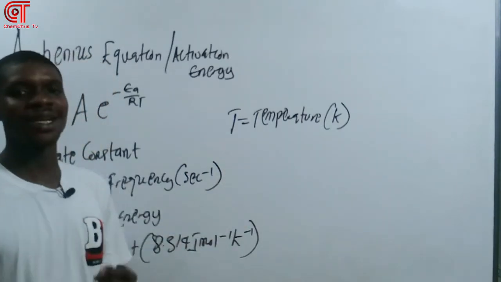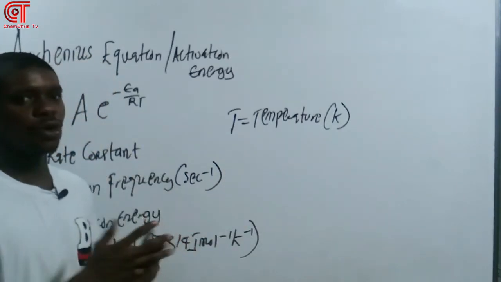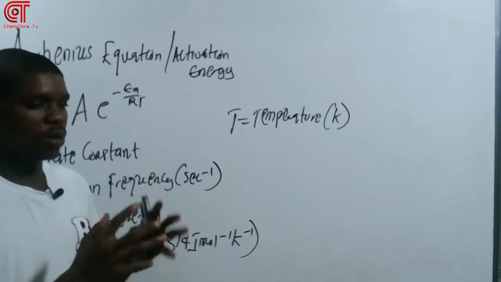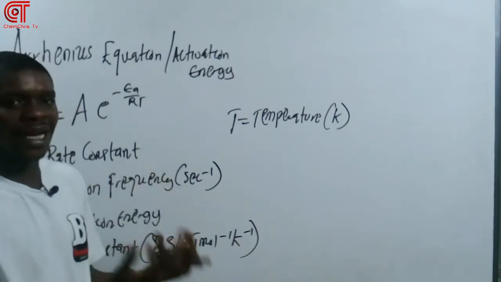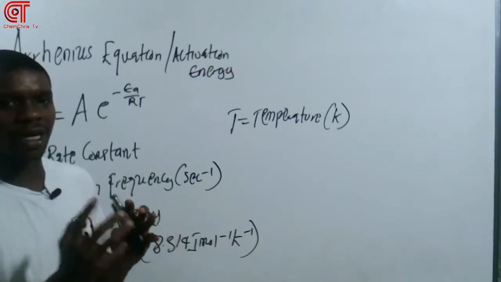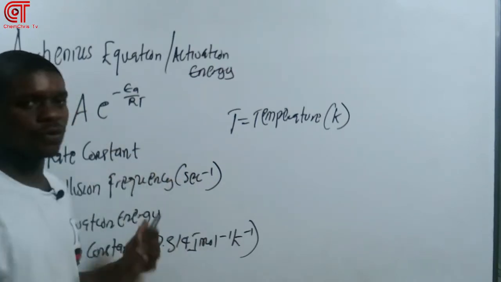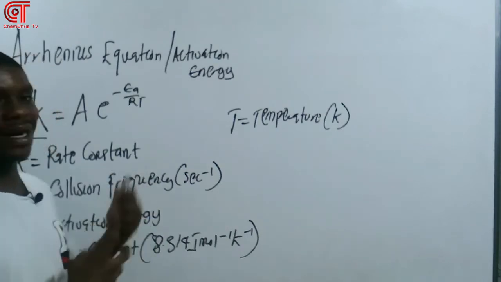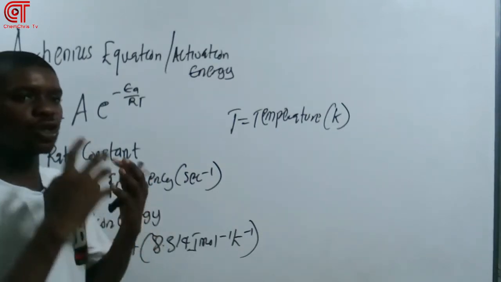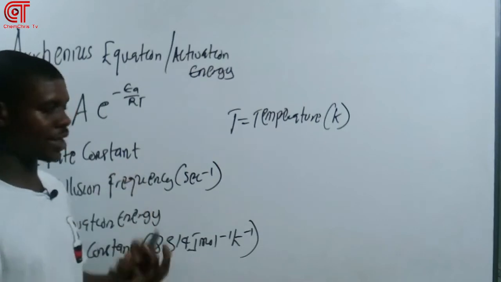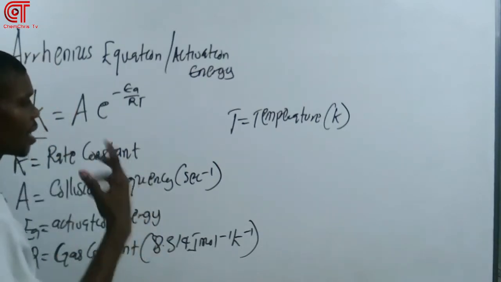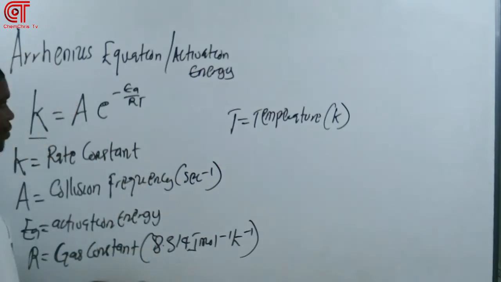Then the other factor is concentration. An increase in concentration means more of the reactant is available. The more reactant available, the more the collisions, the more the rate of the reaction. Then when we talk about catalyst, a catalyst just reduces the activation energy. These are things you really want to put in mind.